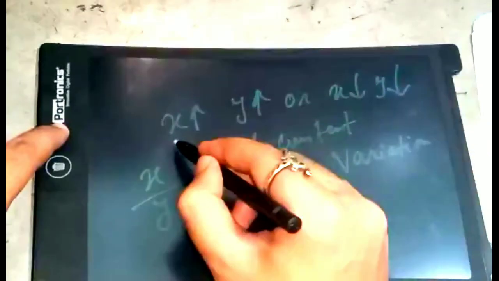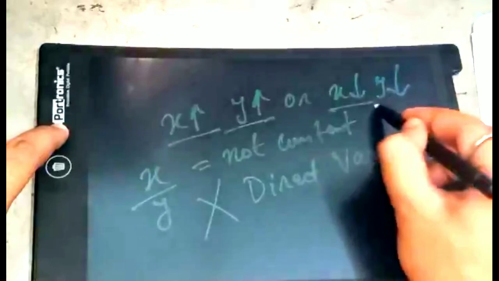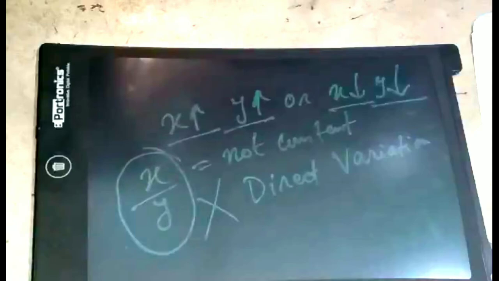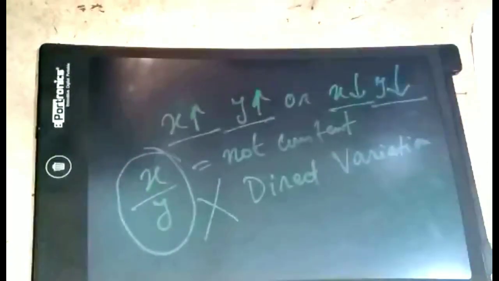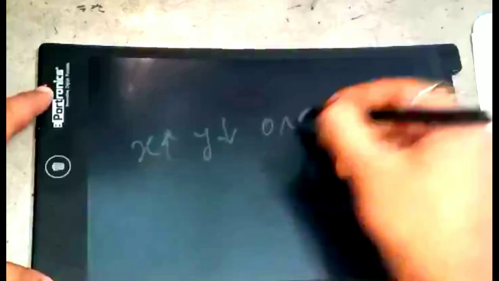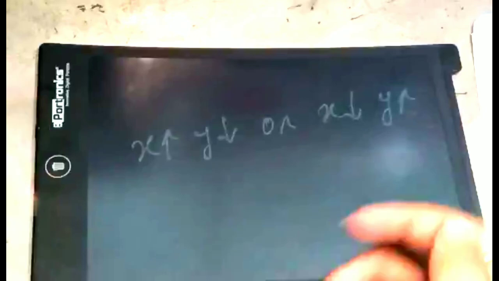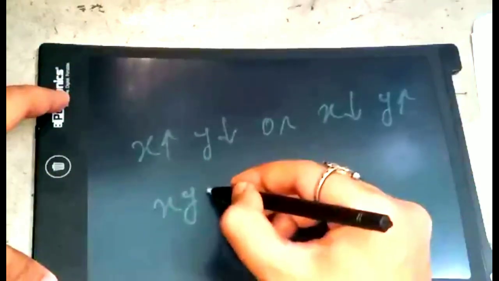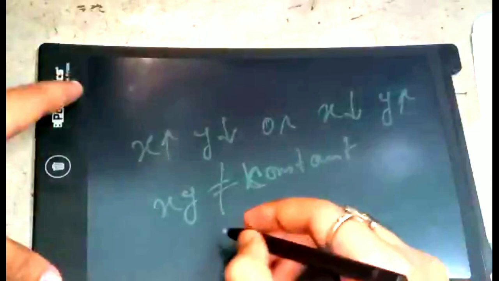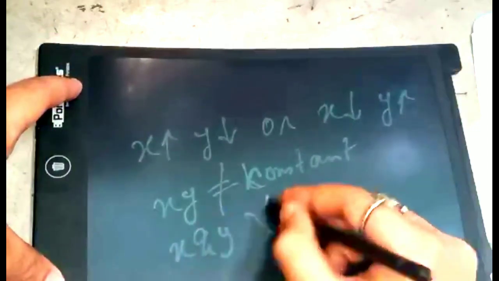For direct variation, x should increase and y should increase, or x should decrease and y should decrease, plus x by y should be a constant. If this is not a constant, then this is not a direct variation. Same goes for inverse variation also. Suppose that x is increasing and y is decreasing, or x is decreasing and y is increasing. If xy is not a constant, then x and y will not be in inverse variation.